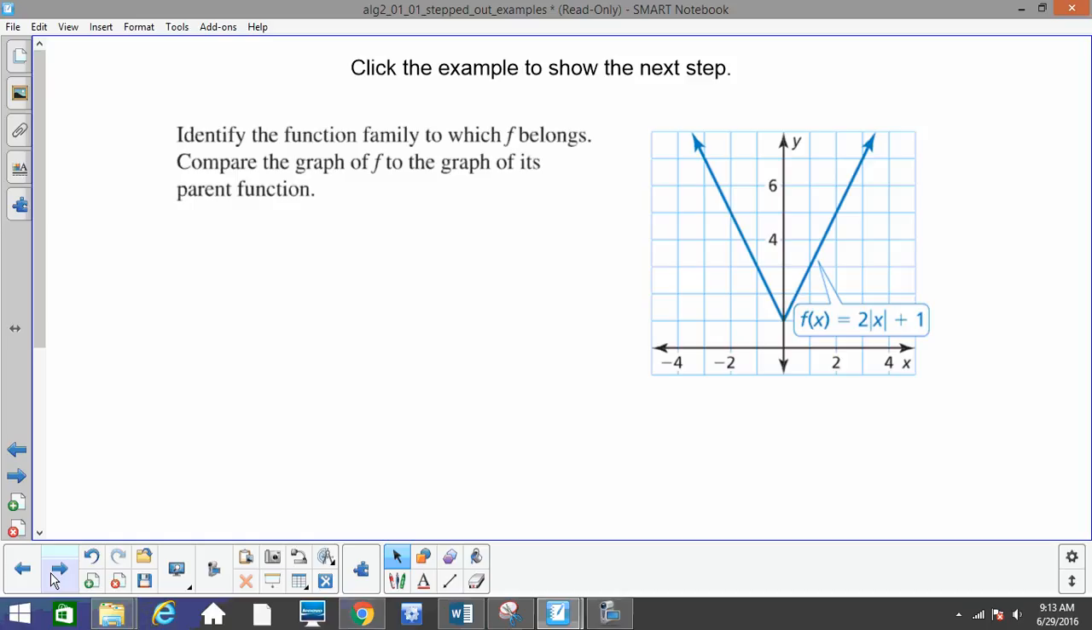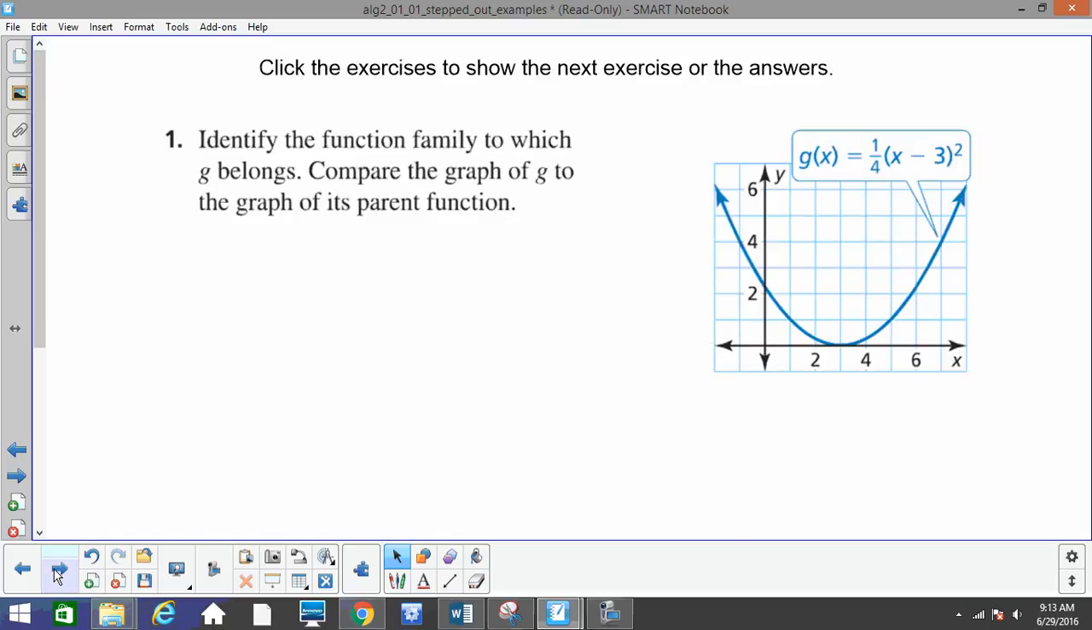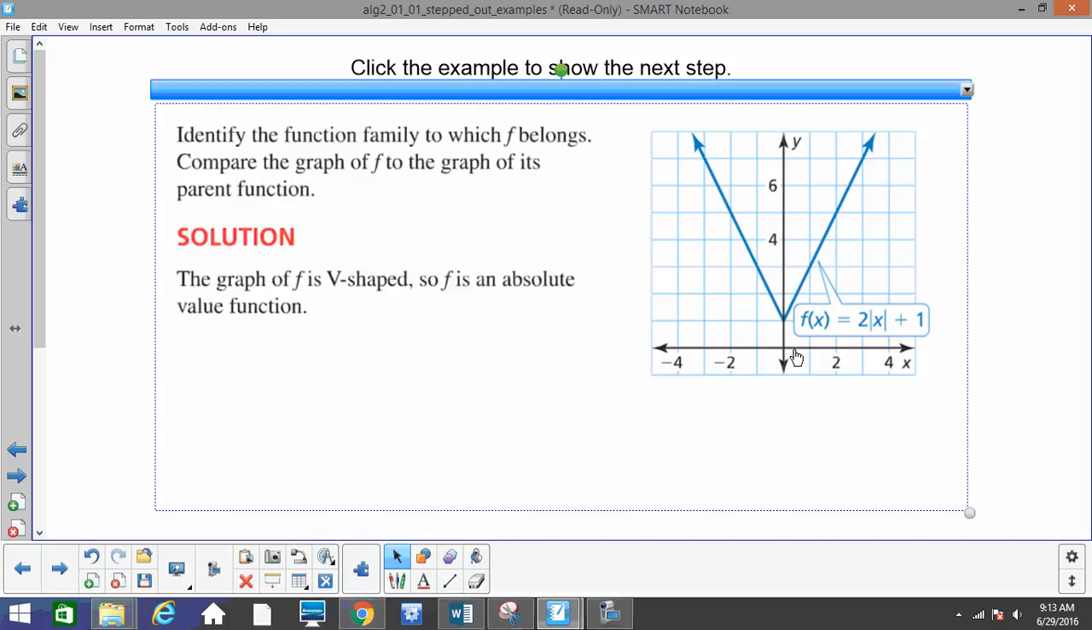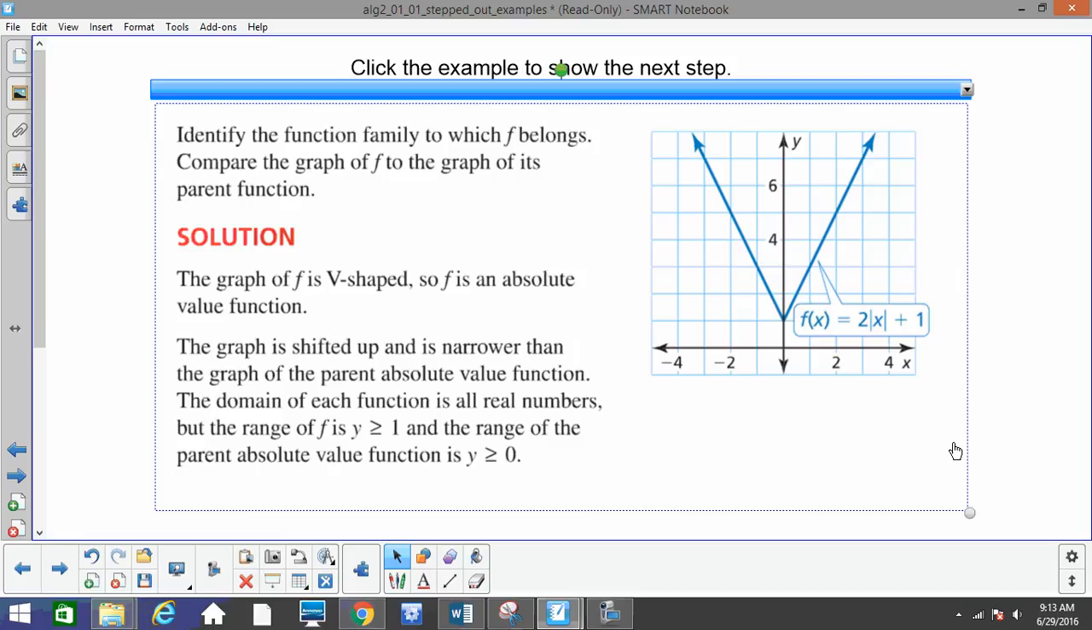So on this one, we want to identify the function family to which f belongs and compare the graph of f to the graph of its parent function. Well, it's V-shaped, so it's an absolute value function, and the graph is shifted up and is narrower than the graph of the parent function.